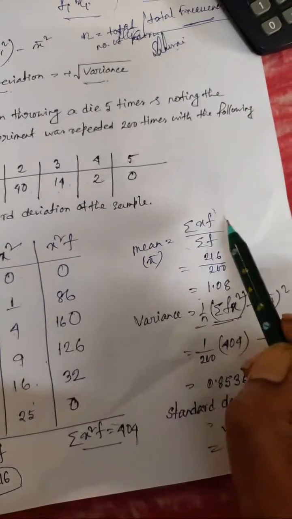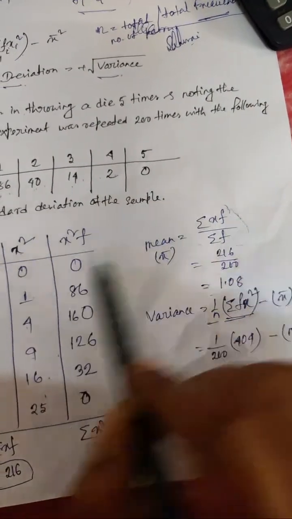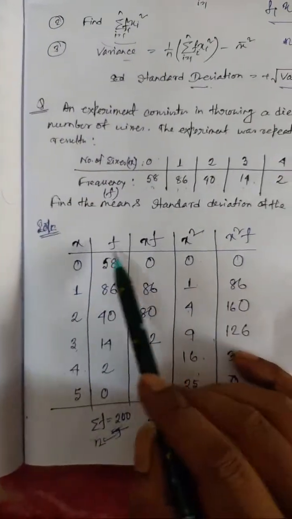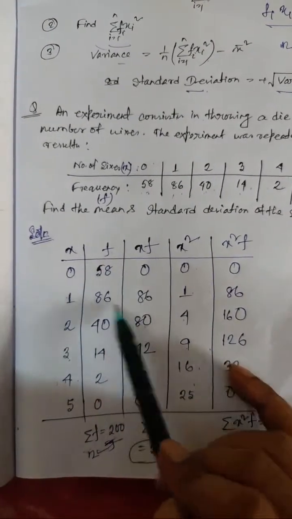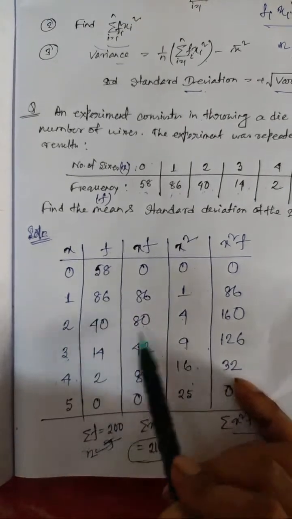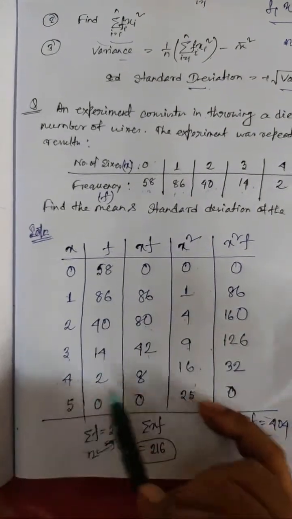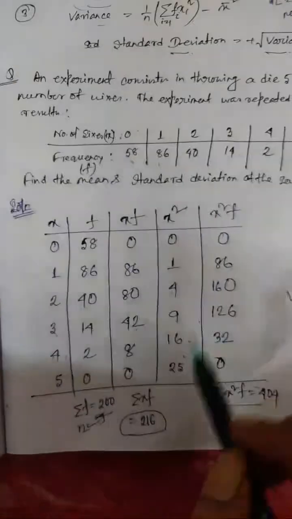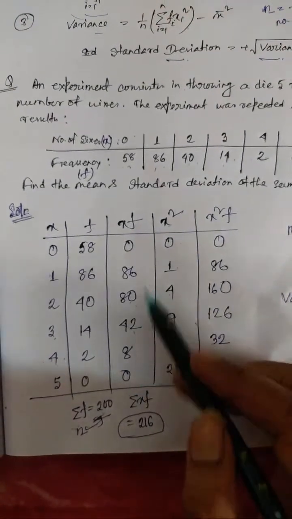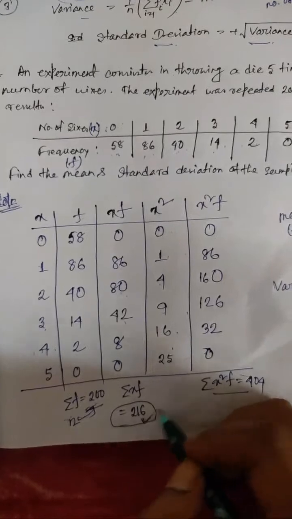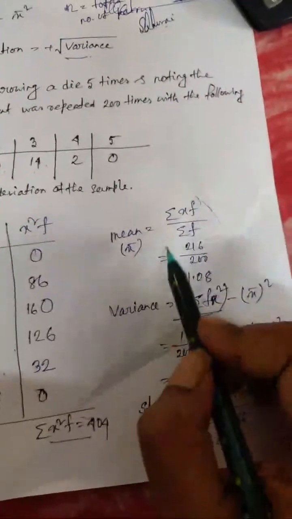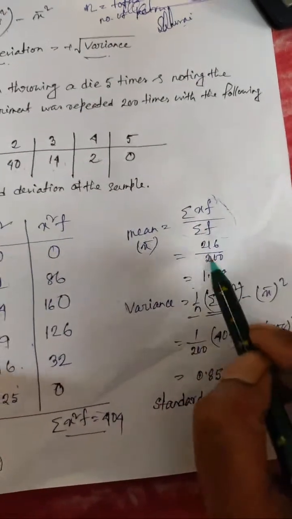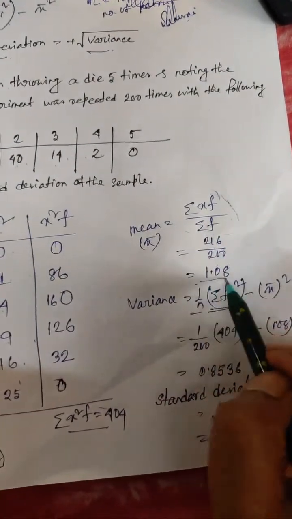Now we have to find the mean. Mean means summation xf by summation f. So here we will find the xf, that is the product of each observation with the frequency. So we get 0, 1 into 86 is 86, 2 into 40 is 80, 3 into 14 is 42, plus 4 into 2 is 8, plus 5 into 0 equal to 0. If we sum all this, we get the summation of xf, that is 216, and we already found summation f, that is 200. So now the mean will be summation xf by summation f, that is 216 by 200, that is 1.08.